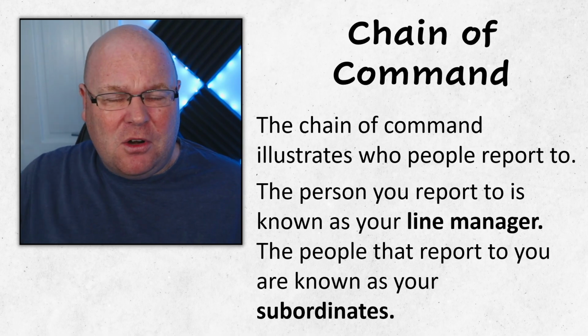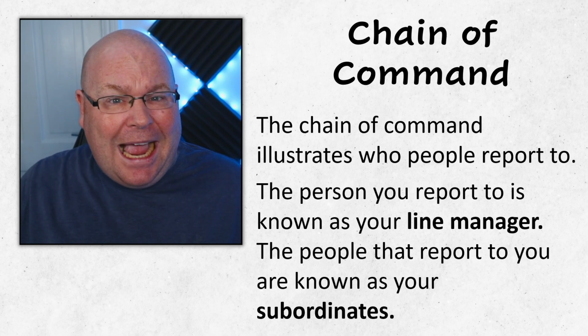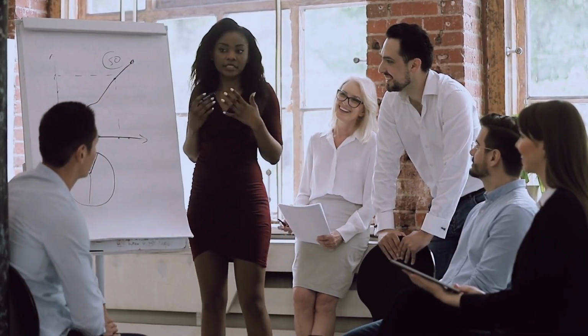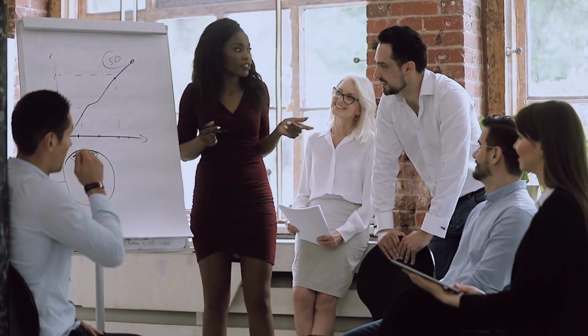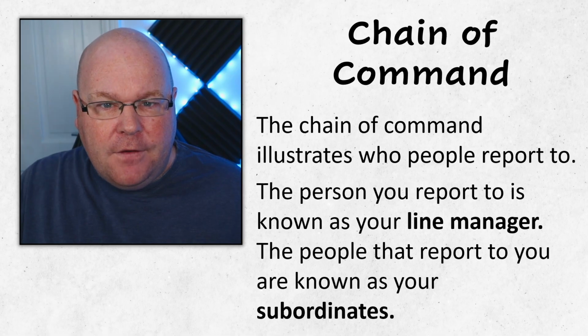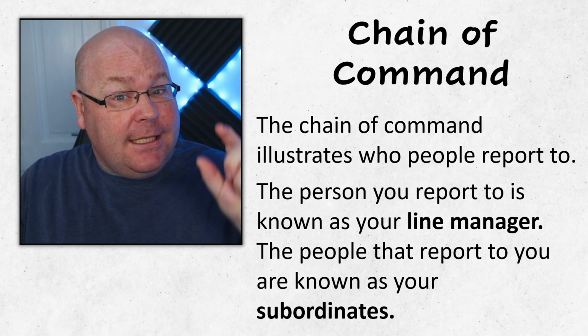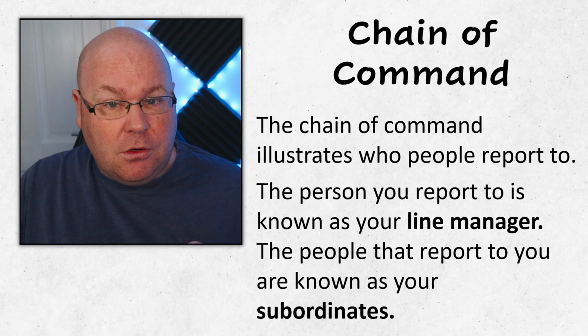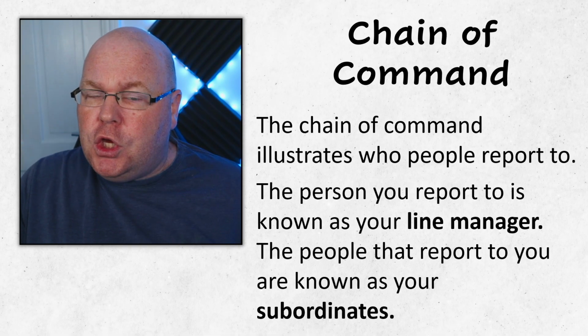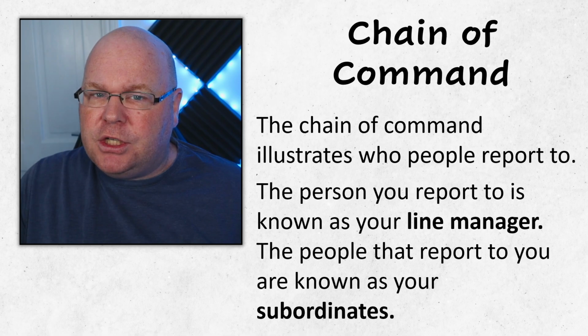You might also come across the phrases line manager and subordinates. Now, a line manager is who you report to in the organisation. It's the person who is essentially your boss, the person directly above you in the organization. It's not the person at the top of the organizational hierarchy. Your line manager is simply the person above you that you report to and take instructions from.